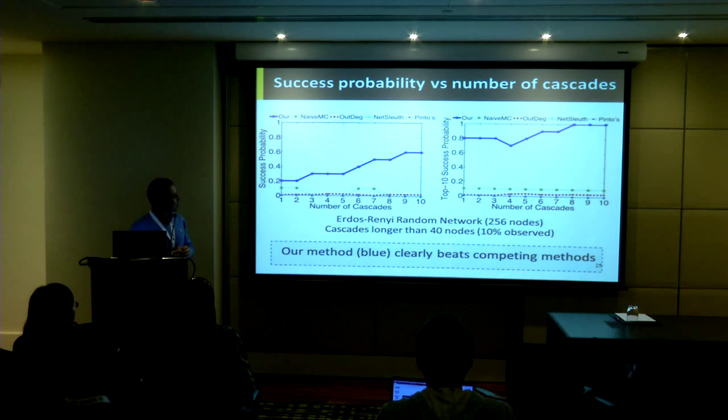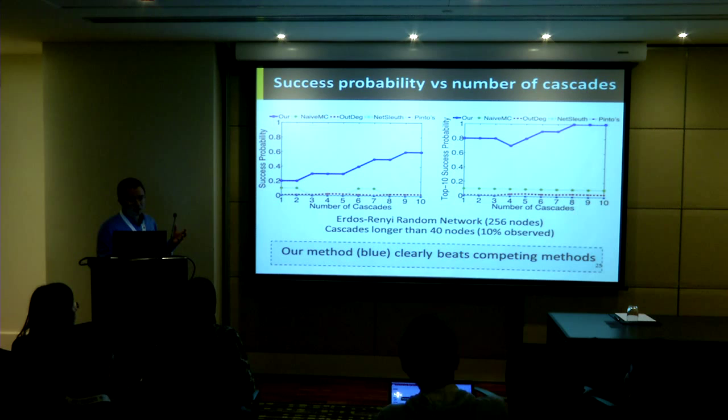If I allow you to find the top 10 most likely solutions, the success probability can be drastically boosted. When you allow 10 possible source locations and are given 10 cascades, the success probability for this continuous time model can reach 1. For some of these alternative algorithms, either based on heuristics, it's very hard for them. Essentially, they are close to random guessing.